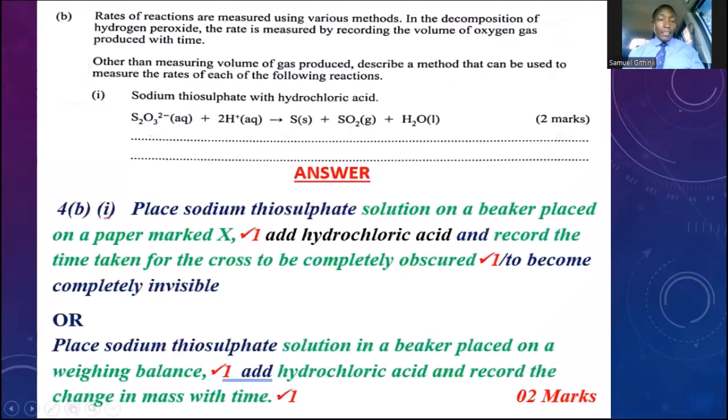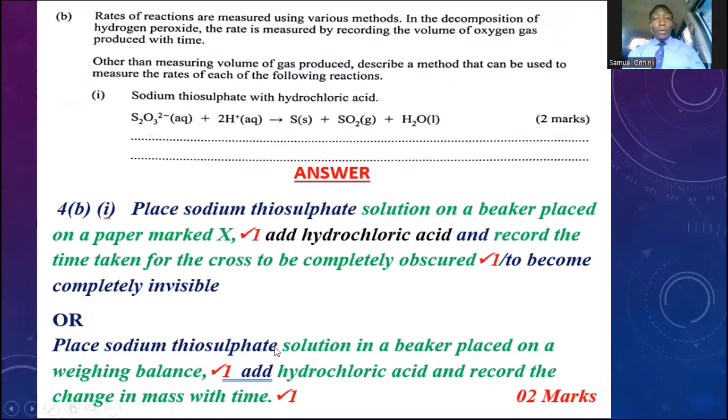You need a piece of paper. You mark it with an X, a cross. Then you place a beaker on it. You add hydrochloric acid or the thiosulfate, whichever one you start first. Then add, of course, the other reagent, and time how long it will take for the paper to be completely obscured. That is an experiment I know in very many schools we have done. It's a matter of describing that. You can read what I've just written there.